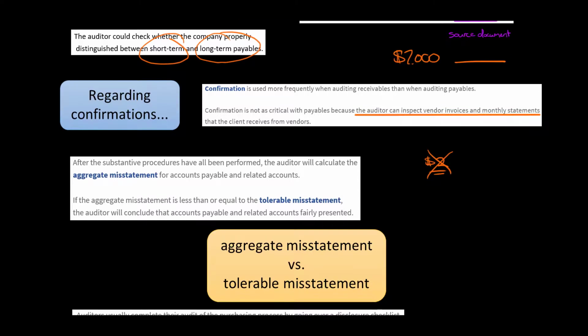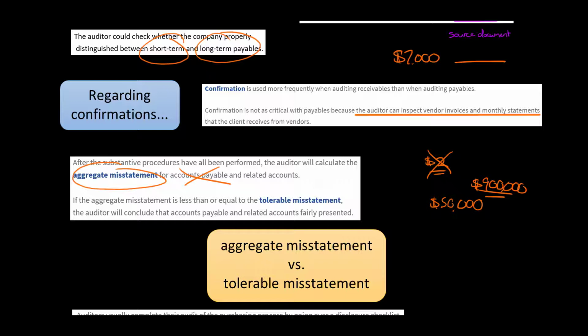So they do all these tests. They come up with what they think the misstatement is, and then they compare that to what's tolerable. Now, if the aggregate misstatement is higher than the tolerable misstatement, so if it's like, oh, well, the tolerable misstatement was $50,000, and the aggregate misstatement we think is $900,000. Okay, the auditor is going to want the client to make some adjusting journal entries here because the aggregate misstatement is exceeding the tolerable misstatement, in this case by a large margin. And so they're going to say you need to make some adjusting journal entries to correct this because otherwise we're going to say that the accounts payable balance has been materially misstated.